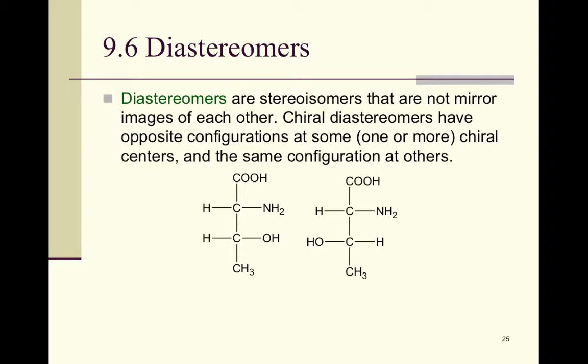Diastereomers. These are stereoisomers that are not mirror images of each other. The chiral diastereomers have one opposite configuration at one or more chiral centers, and the same configuration at others.